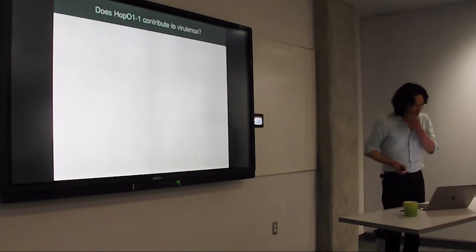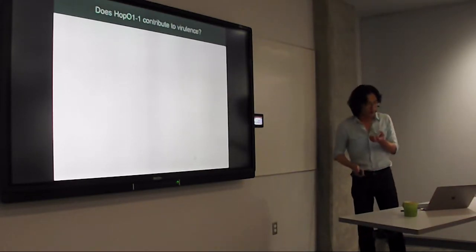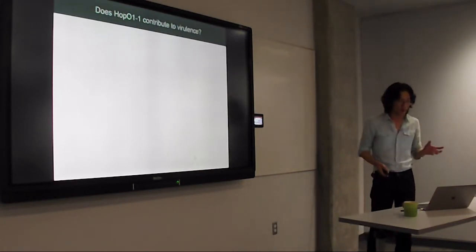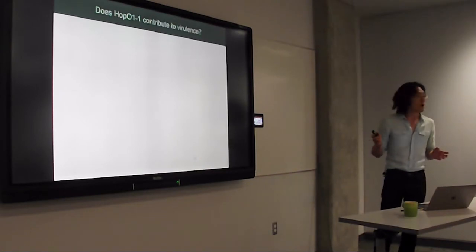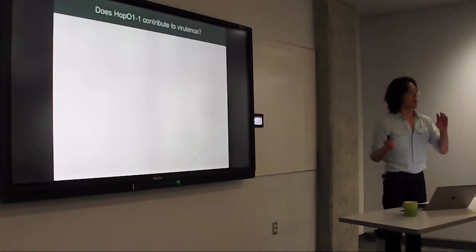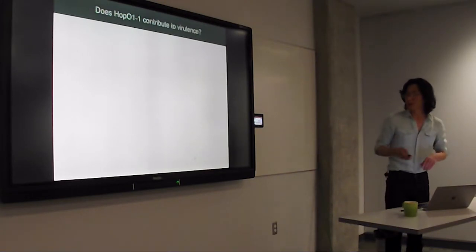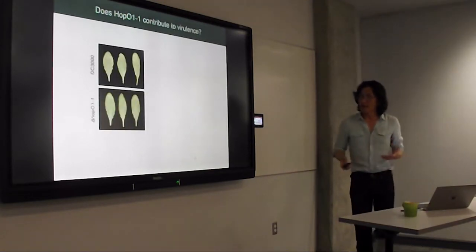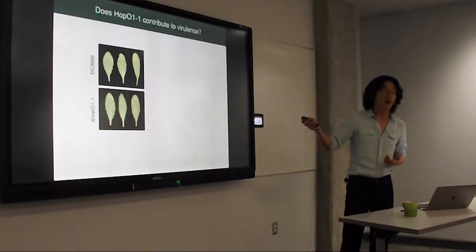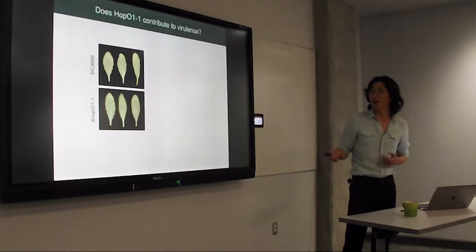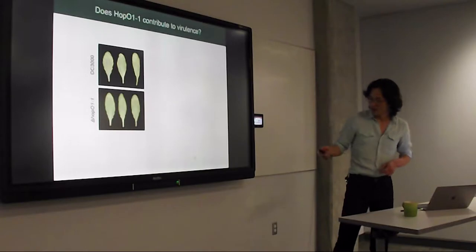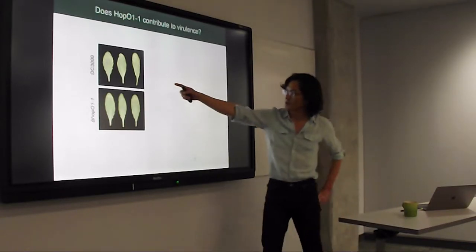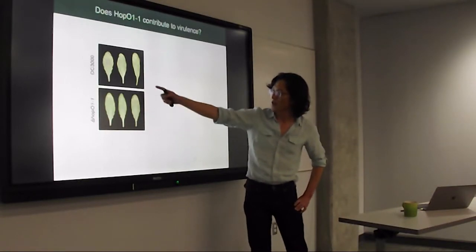After looking at the localization and the effect of HAP01-1 on plant, I went back and looked at whether this bacterial effector protein, HAP01-1, is important for bacterial virulence or not. To study that, I deleted HAP01-1 from a DC3000 background, and then infected the deletion strain into Columbia Arabidopsis background.